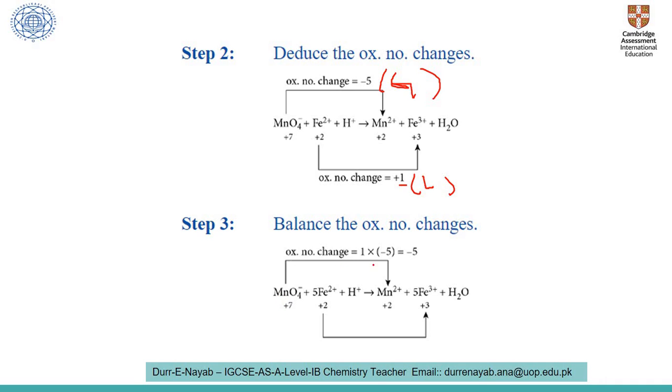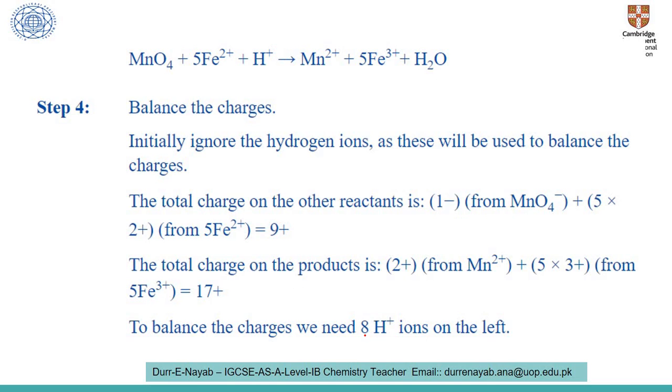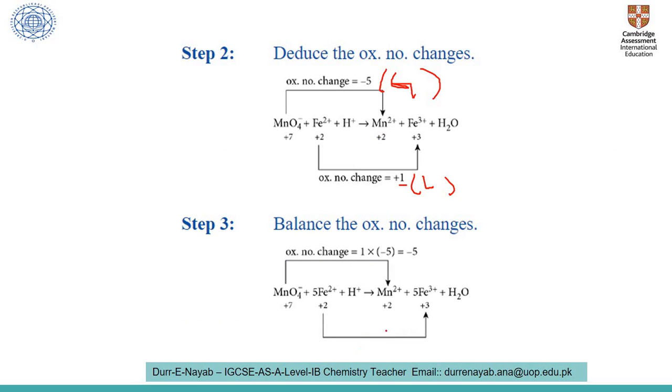Now you can see manganese is -5, it has gained 5 electrons, and iron has lost 1 electron. So what you will do over here is multiply this with 5. You will multiply this with 5, so you will get 5. I think the screenshot is not taken properly.